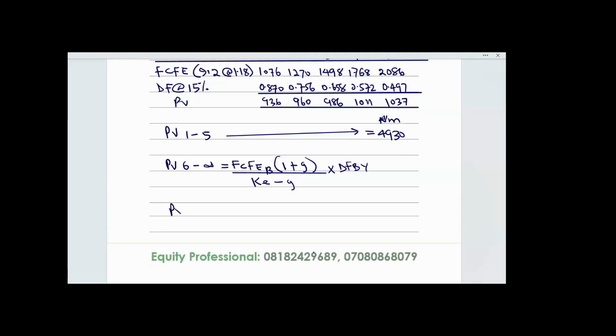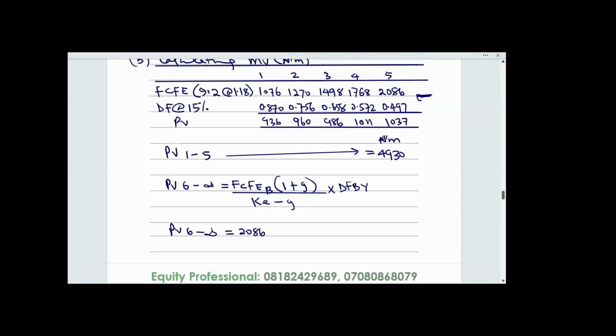So the PV of year 6 to infinity will then be equal to, the base year is year 5. So free cash flow to equity of year 5 is 2086. That is the figure that you have here. That's the free cash flow to equity of the base year. You are using year 5 cash flow to project to infinity. Then the growth rate after year 5 is 5%. So 1.05 divided by cost of equity of 15%, 0.15 minus growth rate of 5%, multiplied by discount factor of the base year, which is 0.497. Multiply by 0.497. Give it to me.